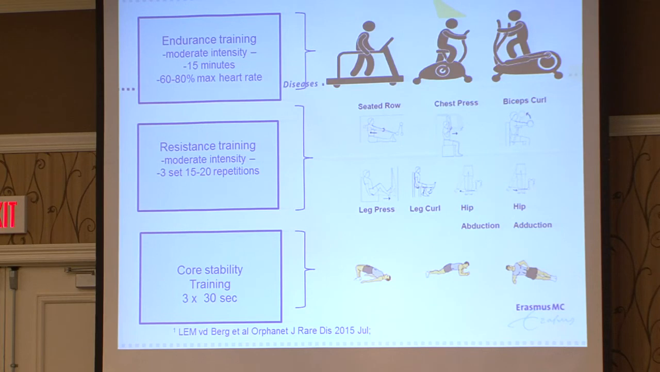The resistance training was also done with moderate intensity in 3 sets of 15 to 20 repetitions. And you see on the right side here what type of exercises were done. Seated rows, chest press, biceps curl, leg press, leg curl, hip extension and hip abduction. And here the core stability at the lower part.